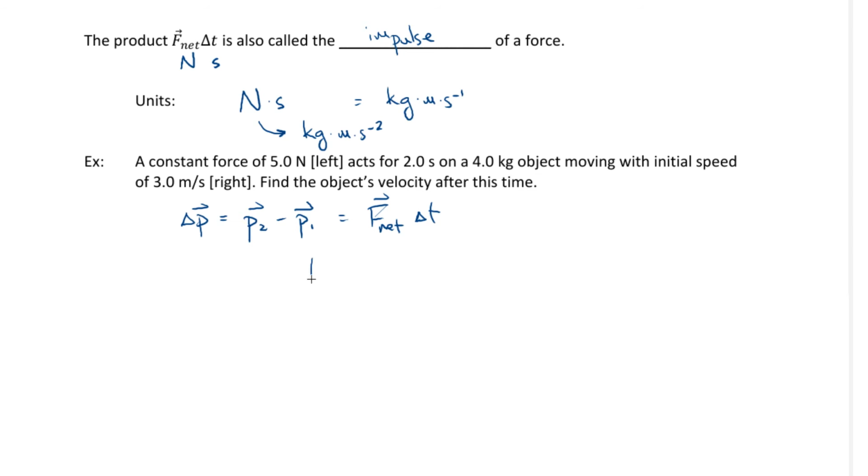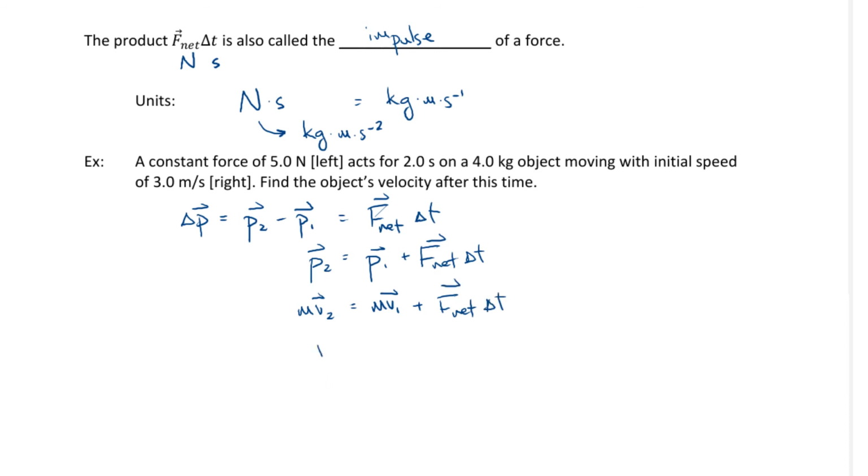Rearranging this, we can solve for the final momentum. It's going to be equal to the initial momentum plus the impulse. Now, replacing the symbol p with mv, we have mv2 is equal to mv1 plus F net delta t.